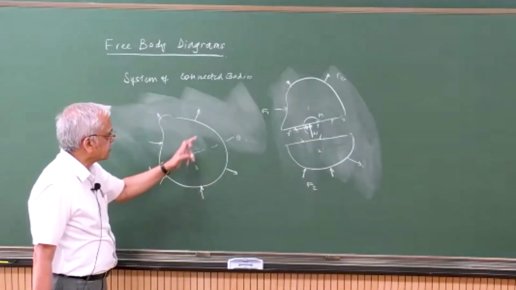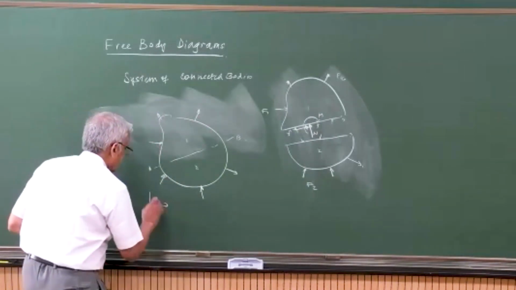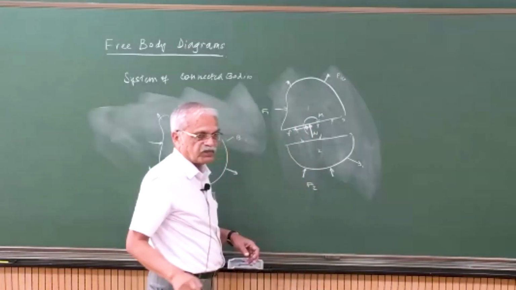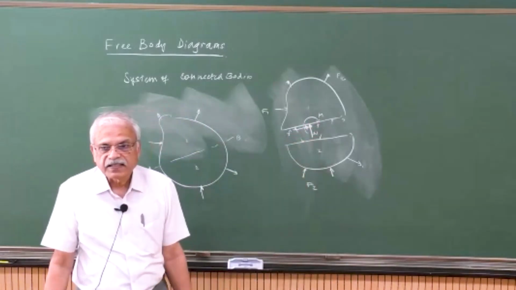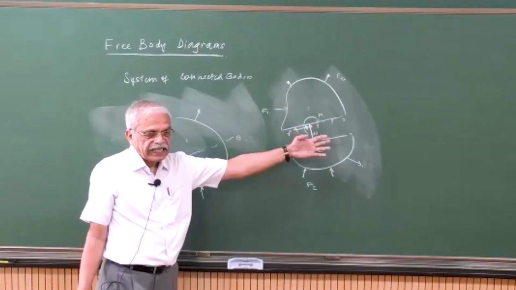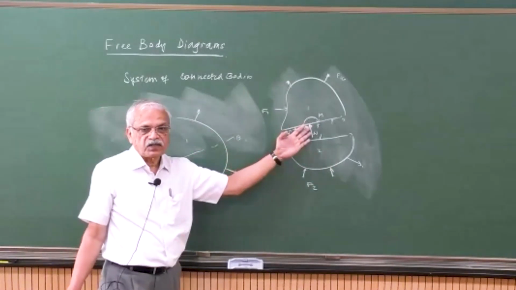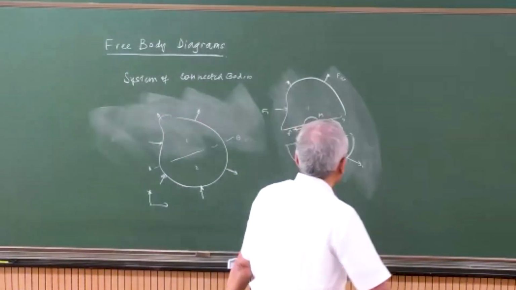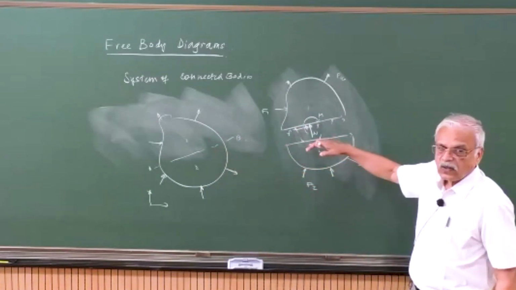By doing this, you have 3 equilibrium equations for this 2D body, whereas here we seem to have 6 equilibrium equations, but you should realize that we have actually introduced 3 additional variables. So by doing this, we have not really achieved anything. We got 3 more equilibrium equations, but we have to introduce 3 extra unknowns. So there is nothing gained by cutting this solid body into 2 parts.